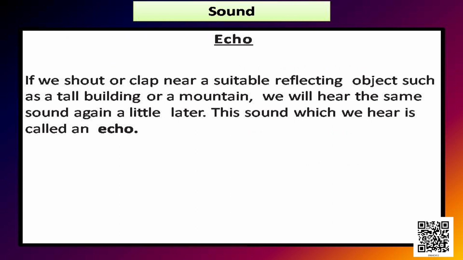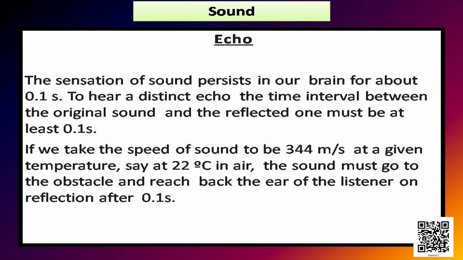If we shout or clap near a suitable reflecting object such as a tall building or a mountain, we will hear the same sound again a little later. This sound which we hear is called an echo. The sensation of sound persists in our brain for about 0.1 second. To hear a distinct echo, the time interval between the original sound and the reflected one must be at least 0.1 second. What does it mean?